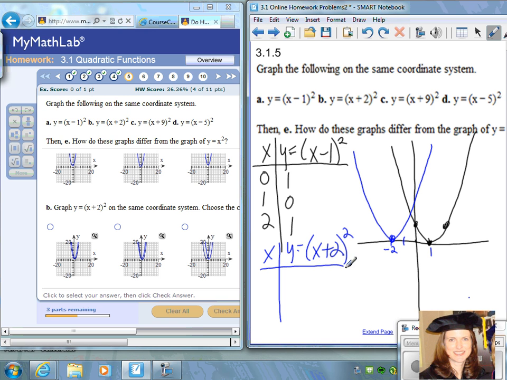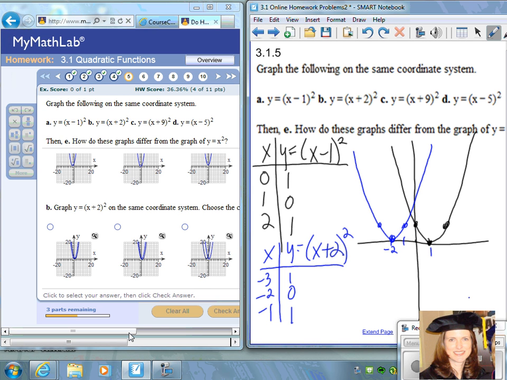So you can plug in a few values if you wanted to confirm: negative 3, negative 2, negative 1 as your x values, and plug those in. You would get 1, 0, 1. So you would see those are the points. So that parabola has been transformed by shifting it to the left 2 units.